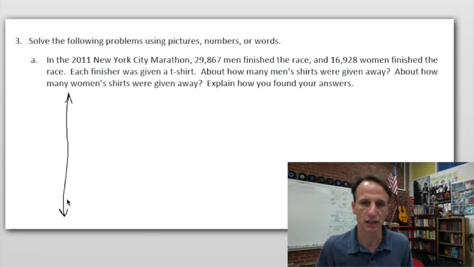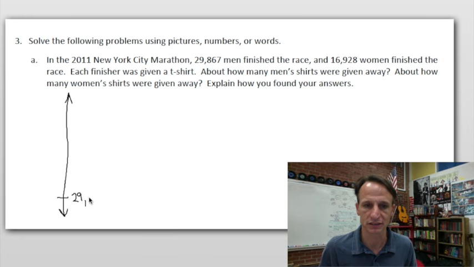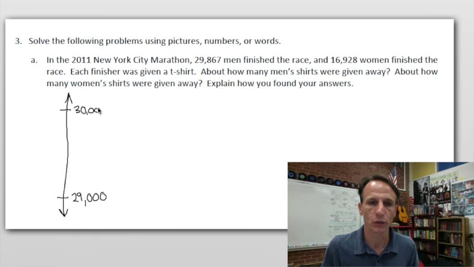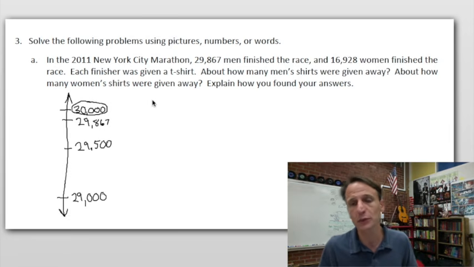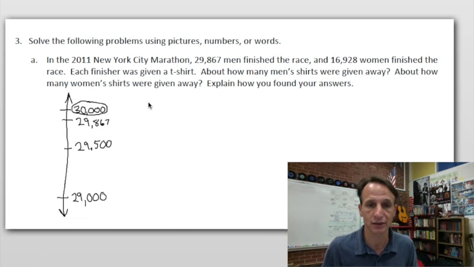So let's start with the men's. How many thousands do we have? Yes, we have 29 thousands. And what is one more thousand? Well, one more than 29 is, yes, 30,000. And what would our midpoint be? Well, half of 1,000 is 500, so 29,500 is our midpoint. And where does our number fall? That's right, 29,867 would fall up here. So we would be rounding up to 30,000, which, by the way, you probably realize is exactly what we'd round to if we're rounding it to the nearest 10,000 anyway.